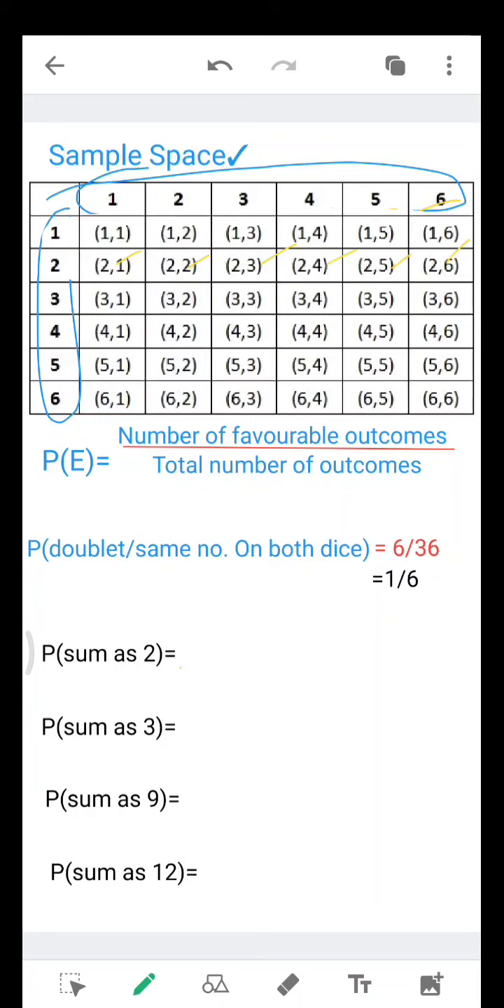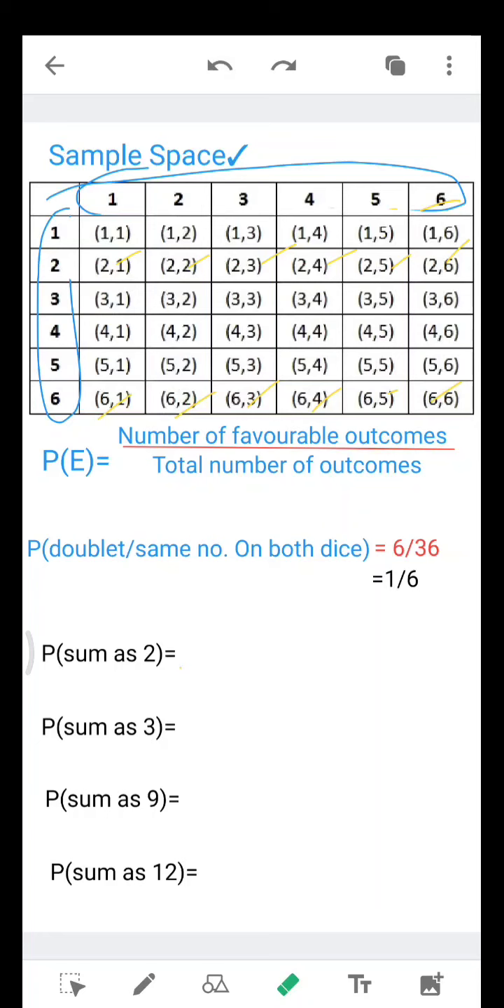This is called sample space. Then finally we go on and write 6 comma 1, 6 comma 2, 6 comma 3, 6 comma 4, 6 comma 5 and 6 comma 6. So this is the way you can easily note down in your books. So finally, how many possible outcomes do we have when we roll 2 dice simultaneously?